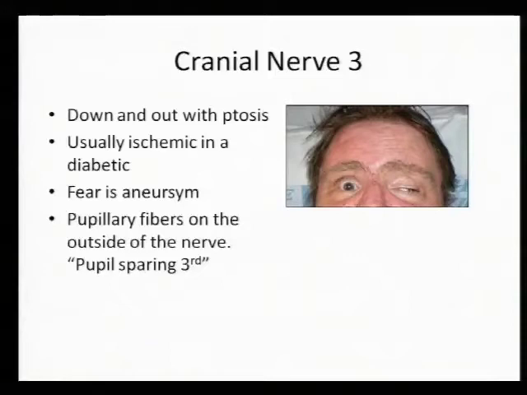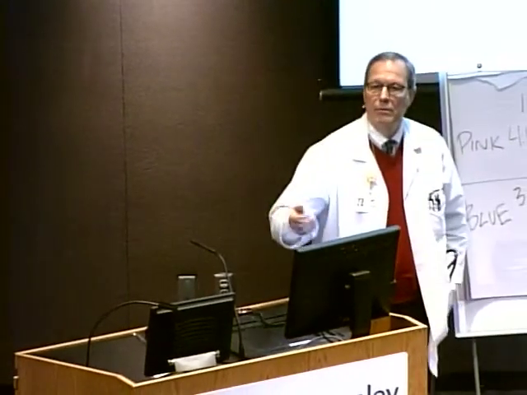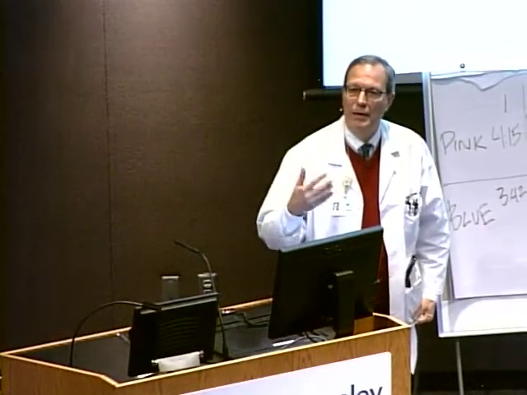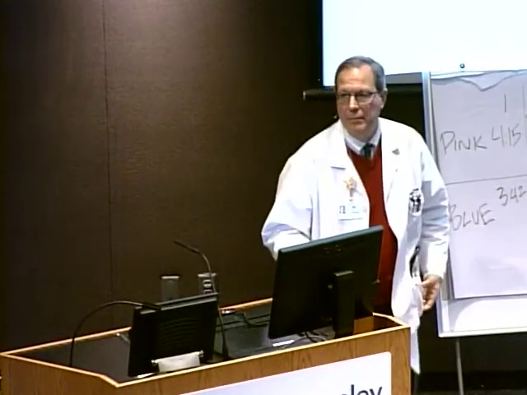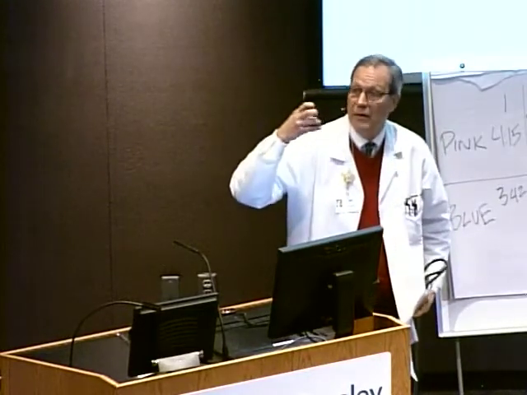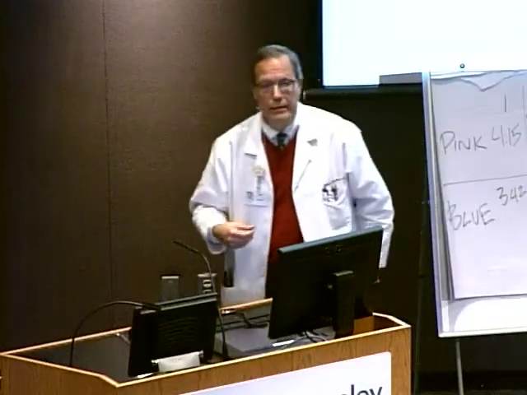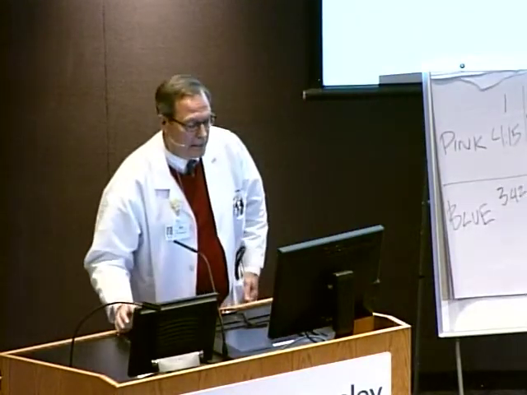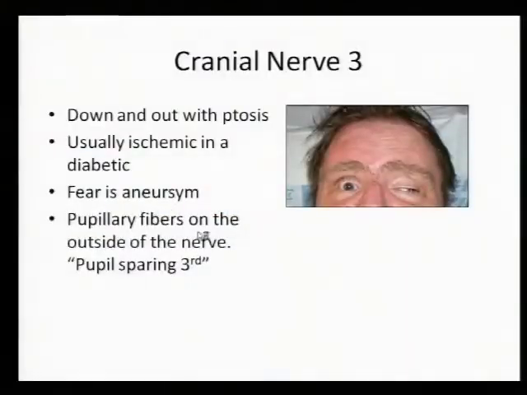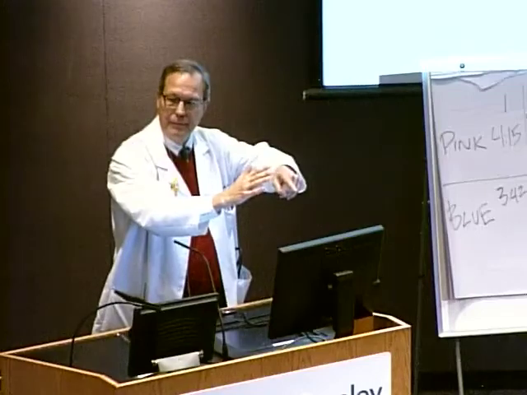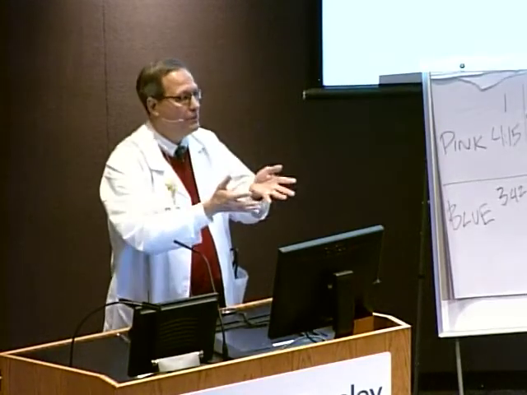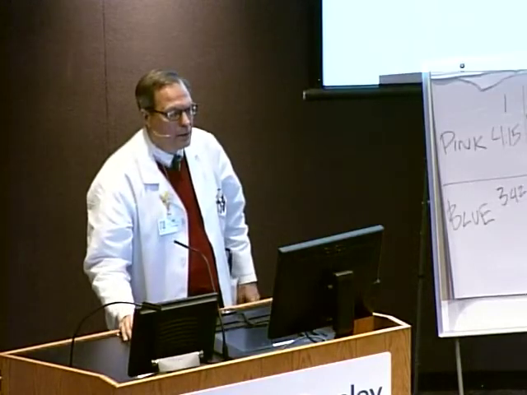Now, the joke is, and I think Linda will confirm this, these are generally hypertensive diabetic people with atherosclerosis. And what happens in diabetes? Well, the pupil doesn't work anymore. So you can't rely on what the pupil is doing in a diabetic, frankly, unless you can check the other eye. And if the other eye clearly has good reactivity, then there's no reason to think the affected eye would not have normal pupil function. But the idea being, if the pupil is spared, then it's the core of the nerve that's been damaged, and that's not due to something pressing on the nerve, because the fibers that control the pupil are on the outside of the nerve.